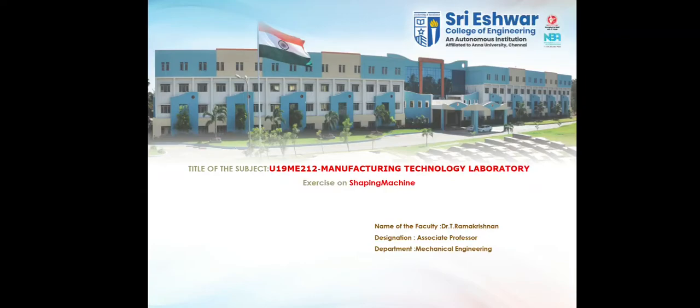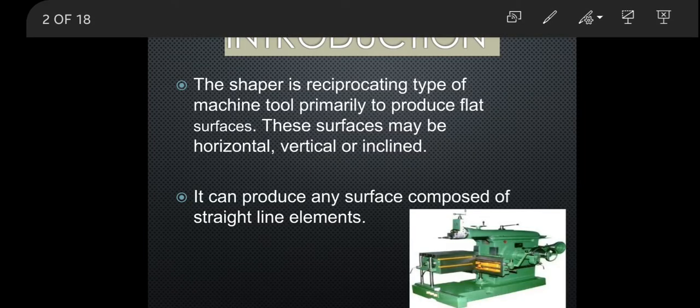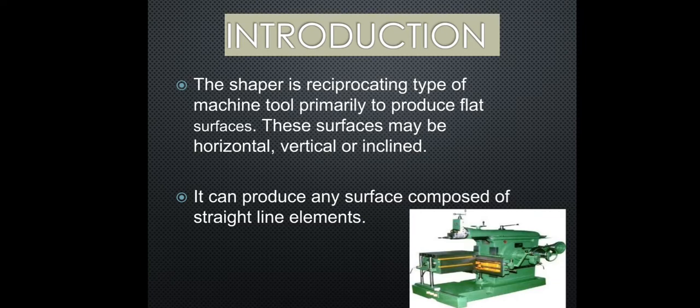So in this video, you are going to learn about the different operations that can be performed in a shaping machine in the manufacturing technology laboratory. First of all, we want to know what shaping machines are and what the applications of a shaping machine are. A shaping machine is a machine designed for giving desired shapes to a surface that may be horizontal, vertical, or flat. A shaping tool is used to cut curves, different angles, and many other shapes.